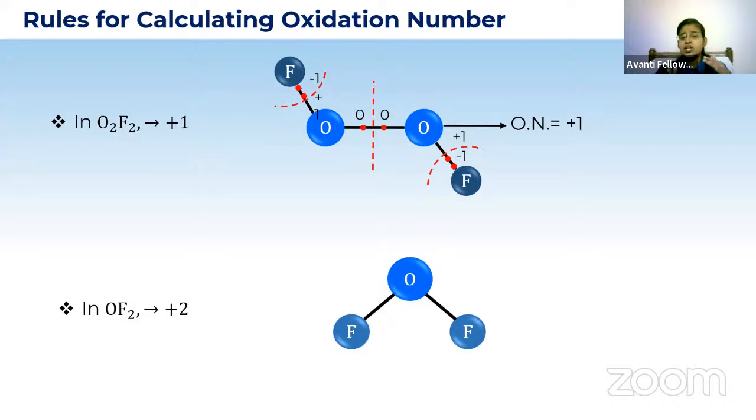And with respect to the first O-F bond, fluorine will get -1 and oxygen will get +1. And for the second bond, -1 and +1 like this. So one oxygen is carrying 2+ charge. So that's why the oxidation number for oxygen in OF2 is +2. Okay. So how can we conclude this? If oxygen is bonded with a more electronegative element like fluorine, then it will take the positive oxidation number.